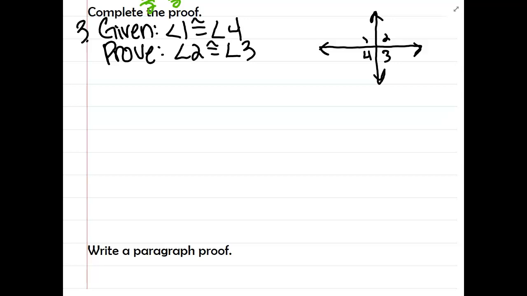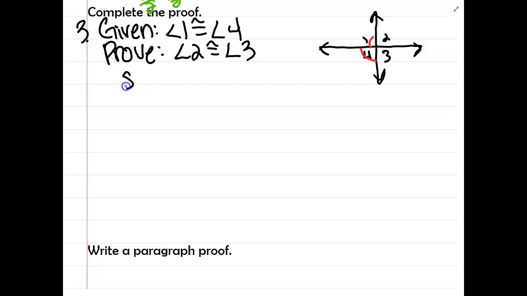Now, although it really looks like these are perpendicular lines, do I know that they're perpendicular lines? No. And remember, no matter how much they look like a right angle, if they don't tell you it's a right angle, you cannot assume they are a right angle. Okay? Now, I do know that angle 1 is congruent to angle 4, so if you want to mark that on your diagram, you can. But that's all that I know. So let's start our proof here.